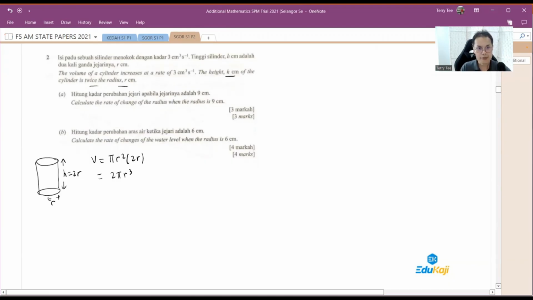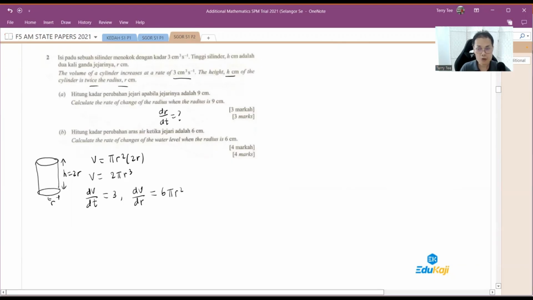Okay, we are given that the volume of this cylinder increases at this rate. That means your dV dt, rate upon time, dV dt is 3. But I'm finding rate of change of the radius. I'm finding dr dt. To find dr dt, I must first find dV dr. Okay, so let's differentiate this, dV dr.